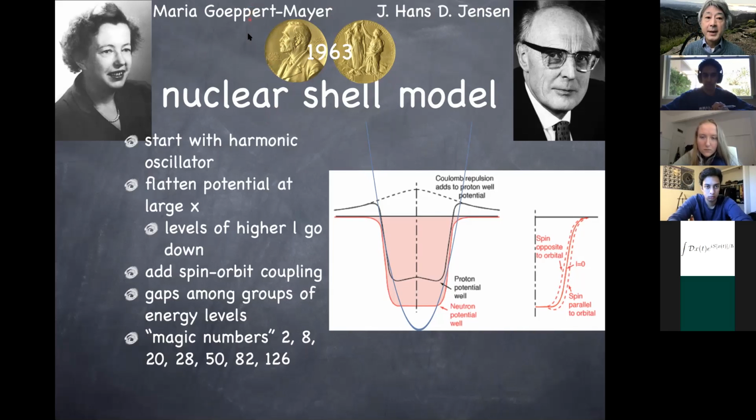And as you see here, Maria Goeppert-Mayer actually received the Nobel Prize together with Hans Jensen for the invention of this nuclear shell model back in the 60s. Any questions about this?